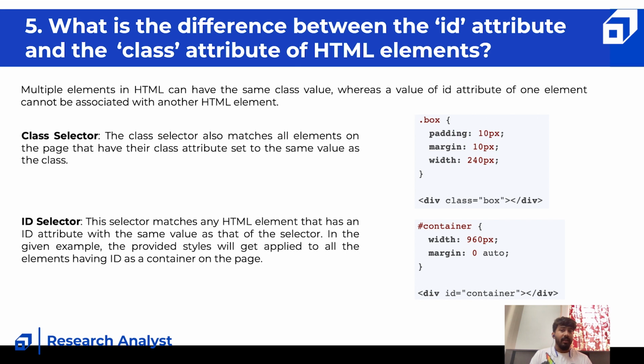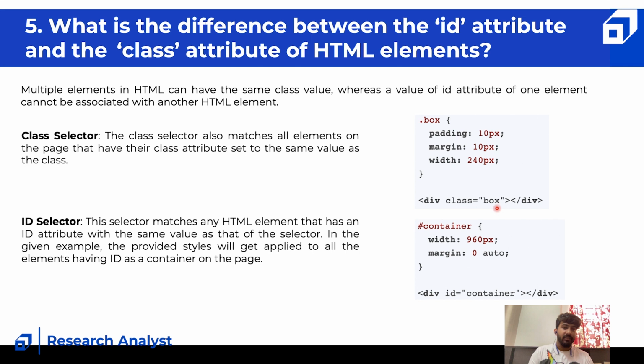So the class selector matches all the elements on the page that have their class attribute set to the same value as the class. For example, here you can see div class equal to box. In this case the class is called box, and in CSS they mention it as .box, and inside that they're giving some CSS attributes. So these attributes will be applied to all the elements within this div tag, because they have mentioned the class as box, and box has been mentioned in CSS.